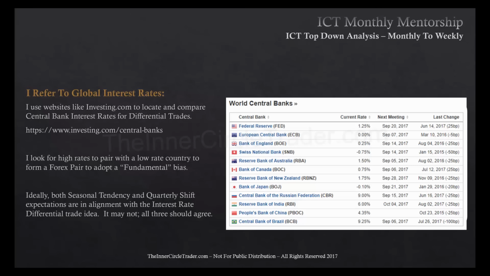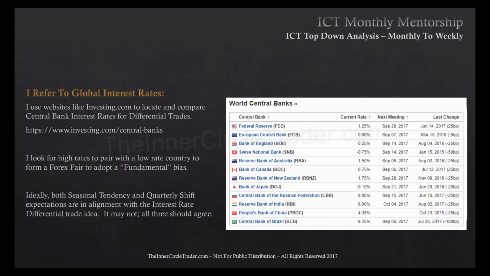The last time they met and changed was in March of 2016, and they dropped to 5 basis points. So we went to zero interest rates in March of 2016 for the European Central Bank. Bank of England right now has 0.25%, and they're planning to meet also on September 14, 2017. The last time they changed was a cut of 25 basis points, on August 4th, 2016.